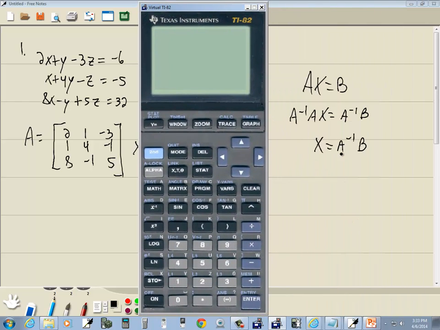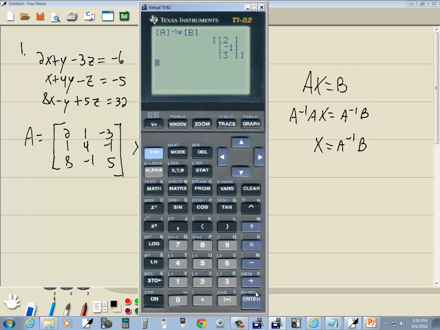Well, I wanted to plug this in, so I want the inverse of A times B. So I'm going to go into my matrix menu. I'll do enter on A. Now this button here looks like x and -1. That's our inverse button. So push that, then times, and I'll go to matrix menu, down arrow to B, and press enter, and enter again.